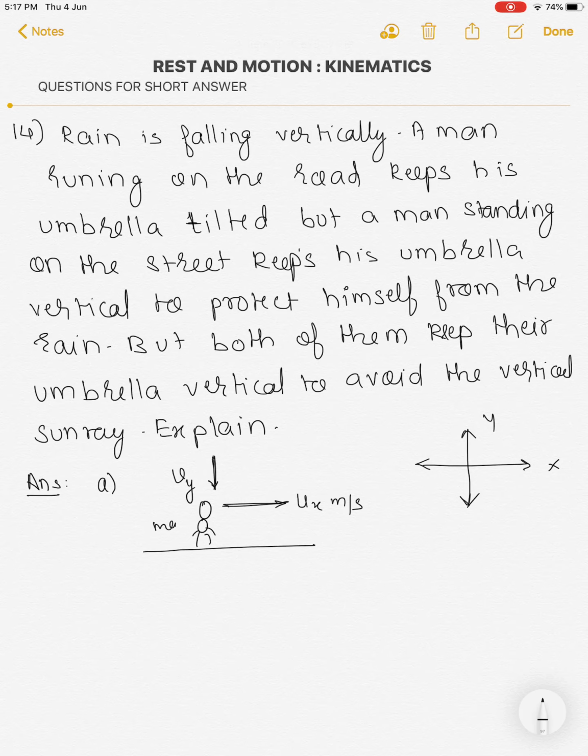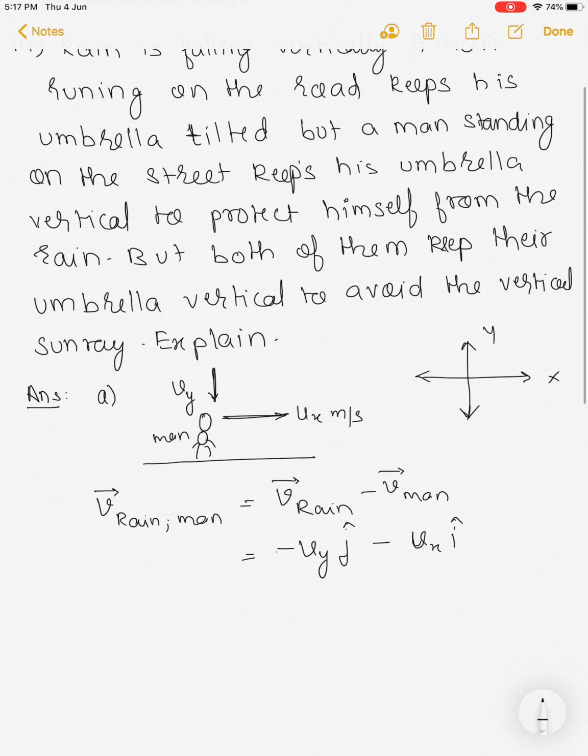So this is the man who is moving like this. Now, the velocity of rain observed by man, that is velocity of rain with respect to man, will be equal to velocity of rain minus velocity of man. So the velocity of rain is in y direction. In the negative y direction, so I'll write minus j cap, while the man is moving in this direction, so it is ux i cap.